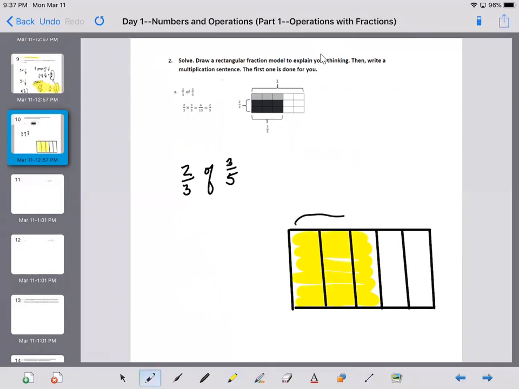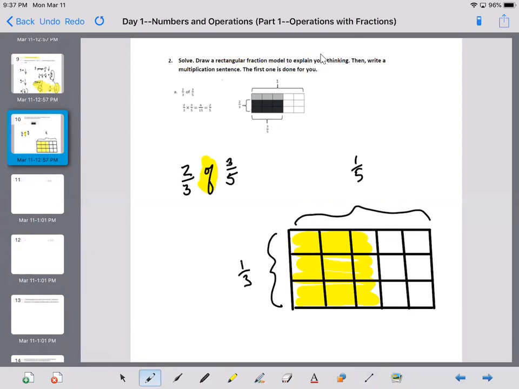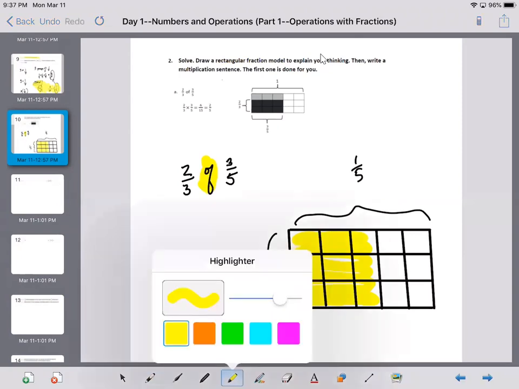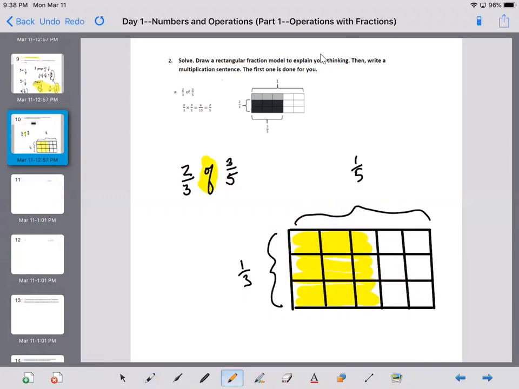So here everything is in fifths, and I wanted these 3. Now, of that, notice I said of that, of that 3/5, I want 2/3. So therefore, I'm going to need to divide the left side into thirds, and I want 2 of them. So that's of the 1/5.